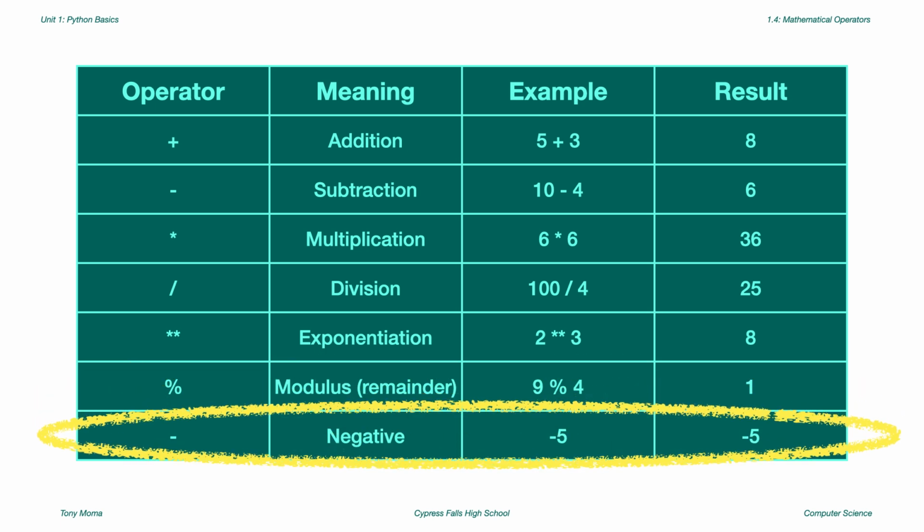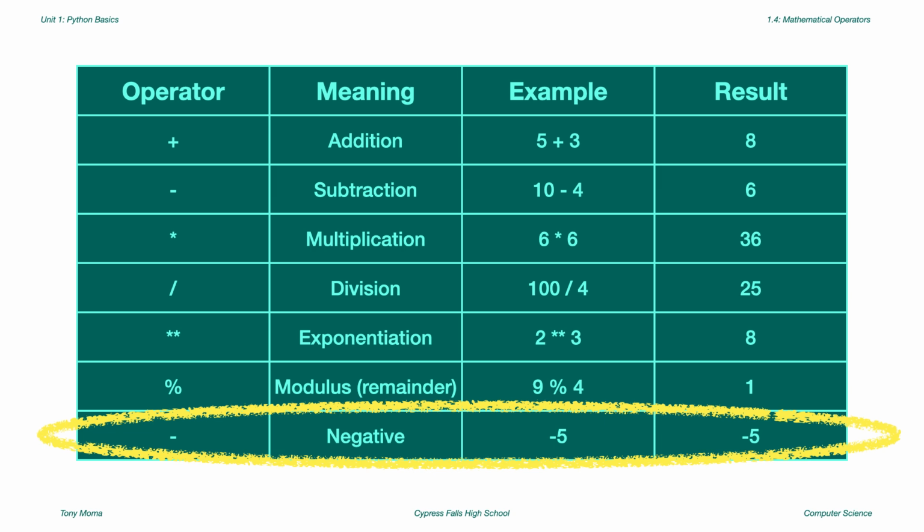And the last operator is the negative operator, which is what we use to express negative numbers. It's also our only example of a unary operator. A unary operator is an operator that only has one operand. All the other operators on this table are binary operators because they all take two operands, a left and a right operand.